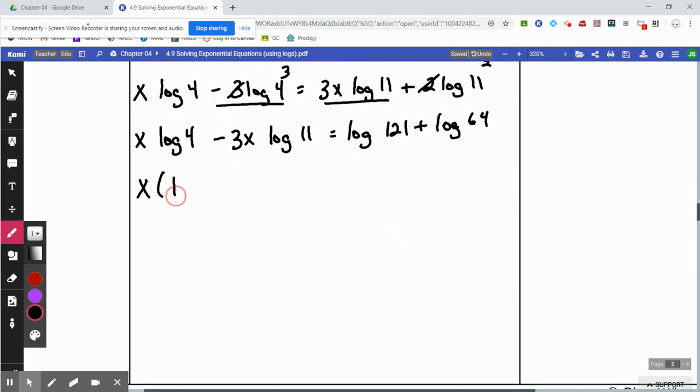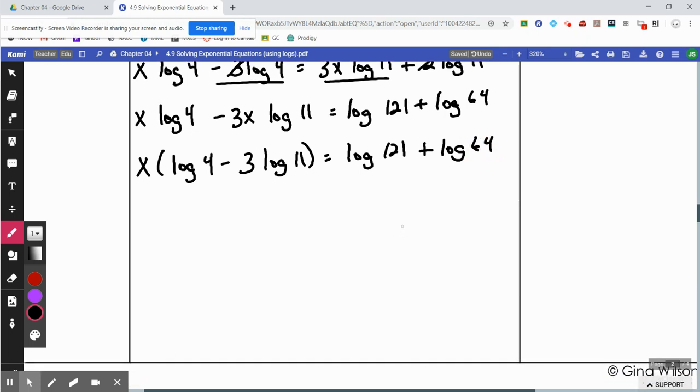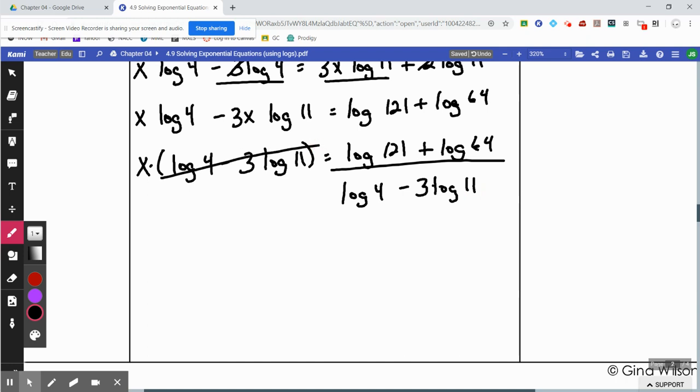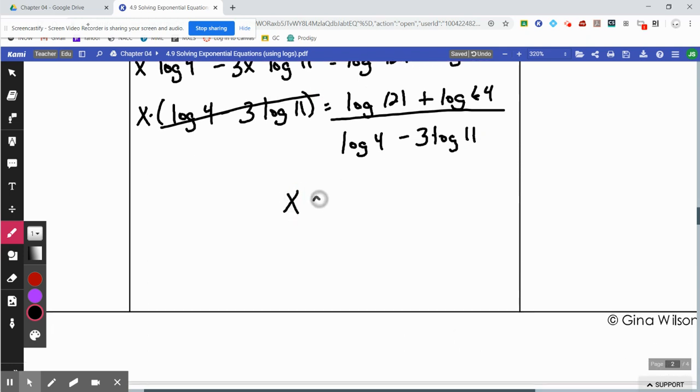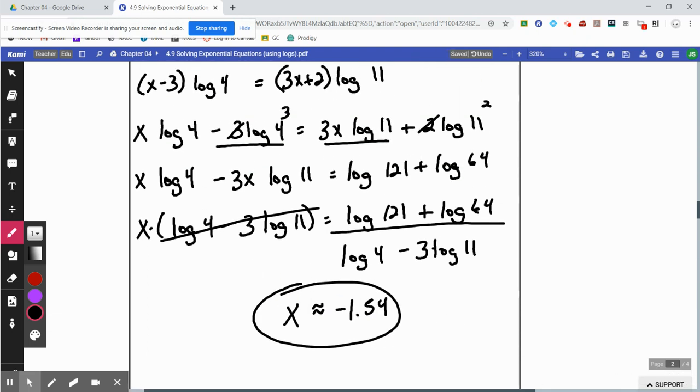Factor out the x, you're left with x times log 4 minus 3 log 11 equals log 121 plus log 64, which again could be combined if you would like to. Move this whole thing, since these are being multiplied, let's divide by log 4 minus, you could do the log 11 to the third, but again, it's being typed into your calculator, so 3 log 11, mark it out. When you type all this in, you're going to get x is approximately negative 1.54.